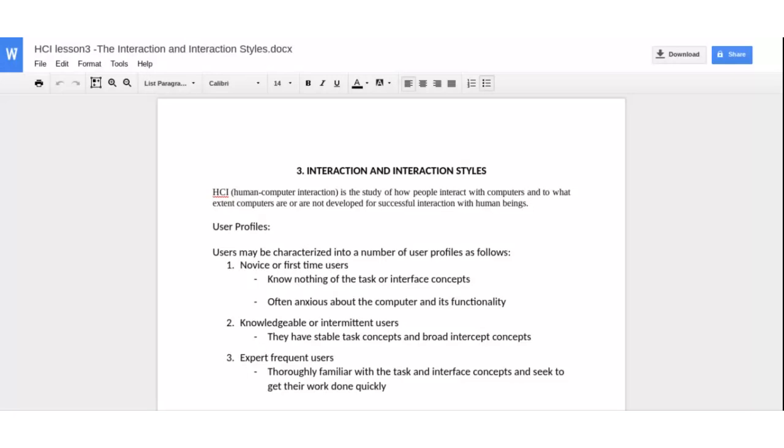So those are the various interaction styles that are available or are being developed, and their advantages and disadvantages, and how they relate to the user profiles of a novice, knowledgeable user, and expert users. So which one helps each of these categories to interact best with the computer, or at least to be able to accomplish the task they want to accomplish at the computer.